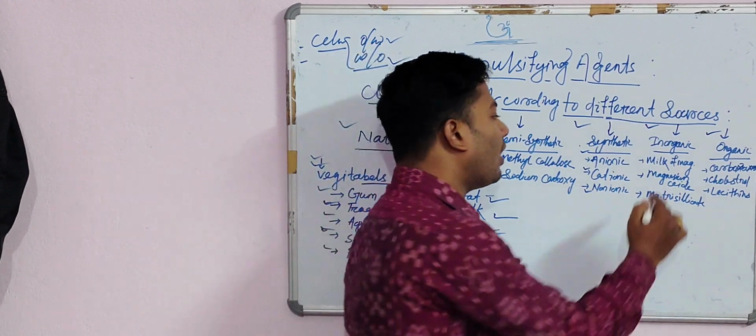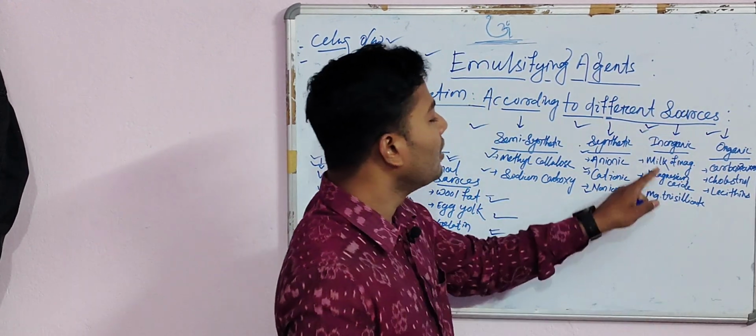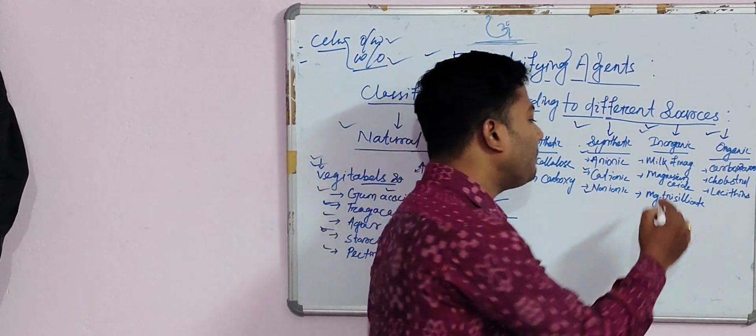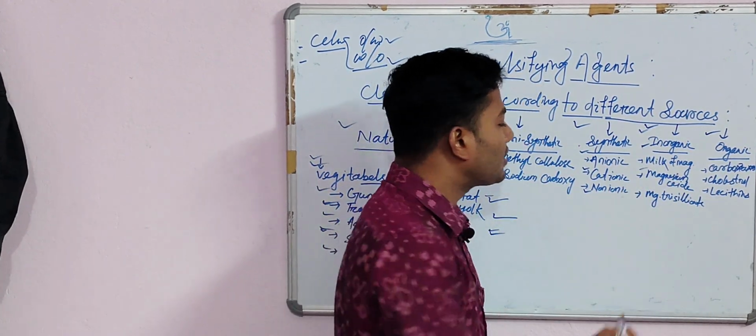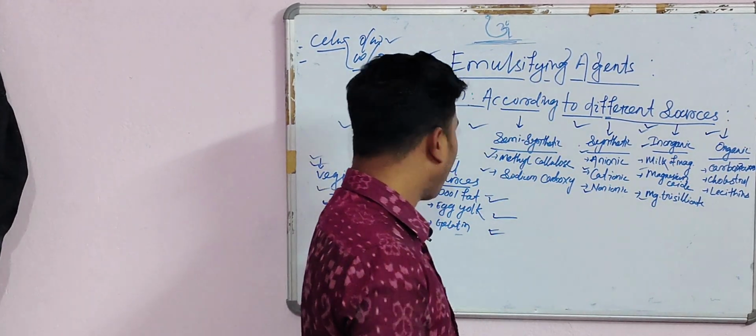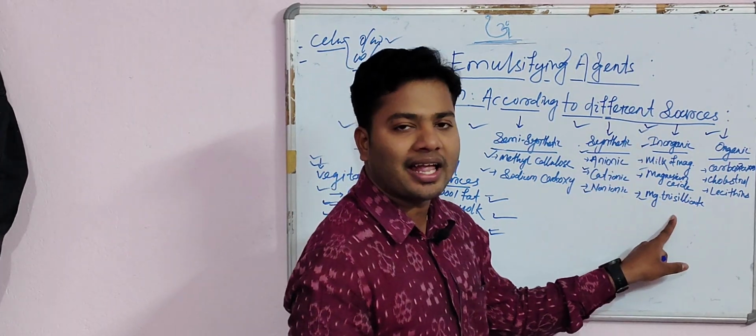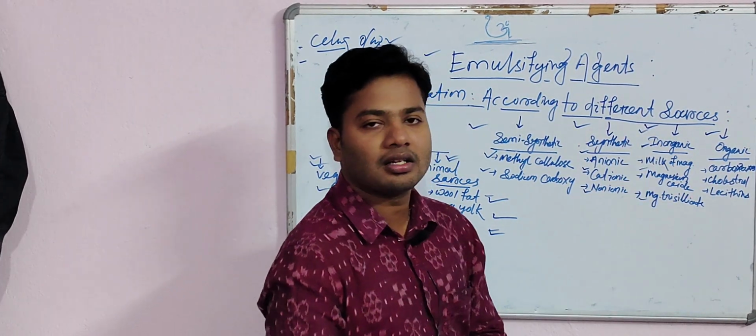The next one is the inorganic emulsifying agents. The first one is milk of magnesia. The second one is magnesium silicate. The third one is magnesium trisilicate. So these are the emulsifying agents coming from inorganic sources.